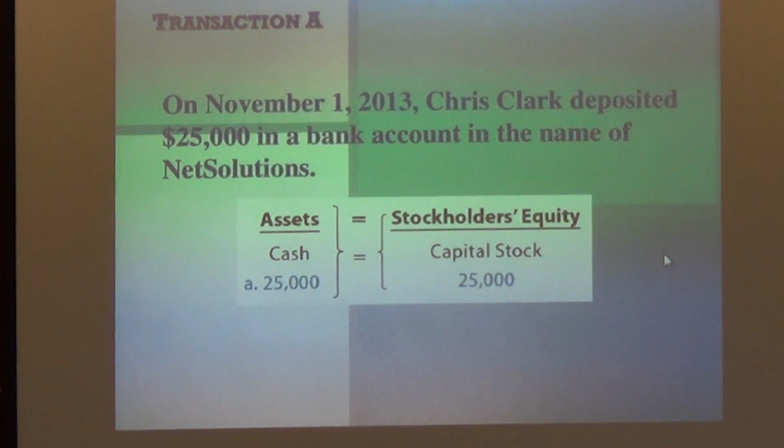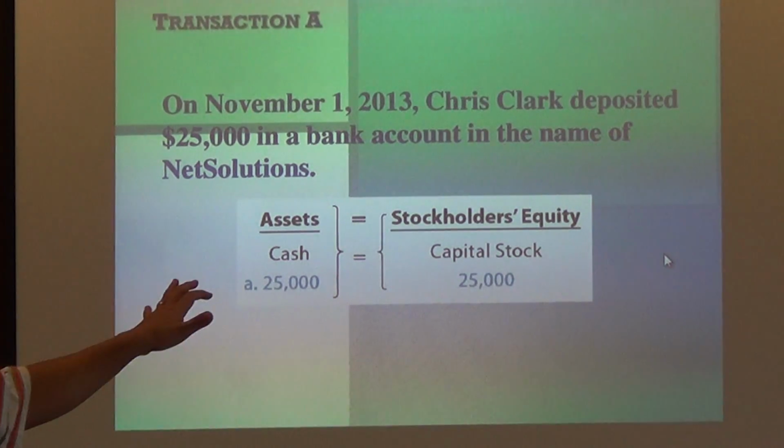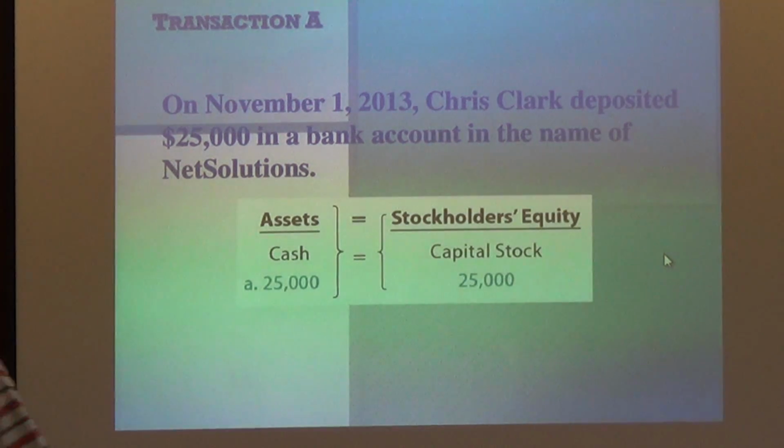All right, so the first transaction here is that we're going to walk through basic transactions of what happens as a company is starting up. So this transaction is Chris Clark starts up his company. He takes $25,000 out of his personal account. We are not concerned with his personal account. We don't look at that at all because we're looking at the business side of this. So what happens in here is he has an asset now of cash for $25,000.